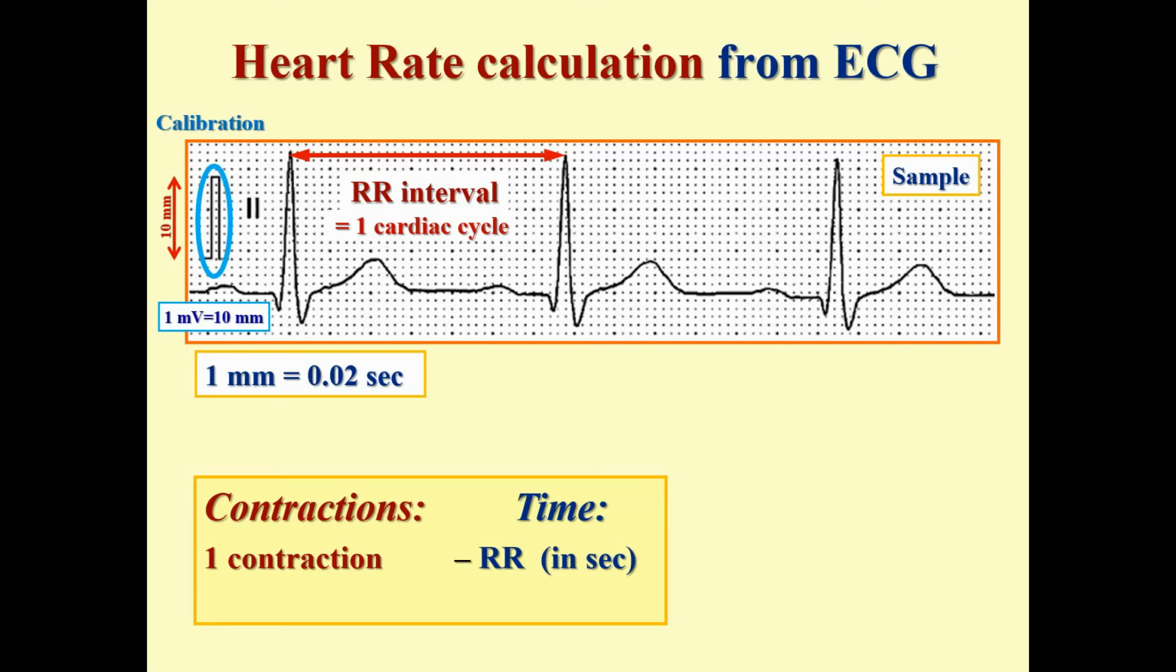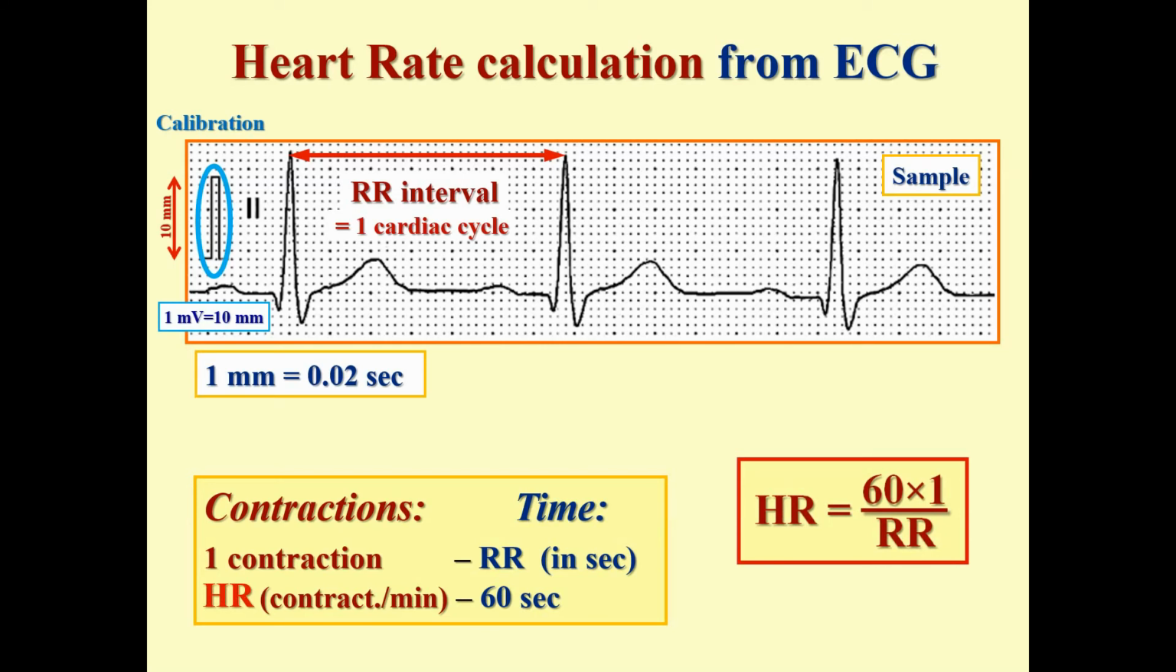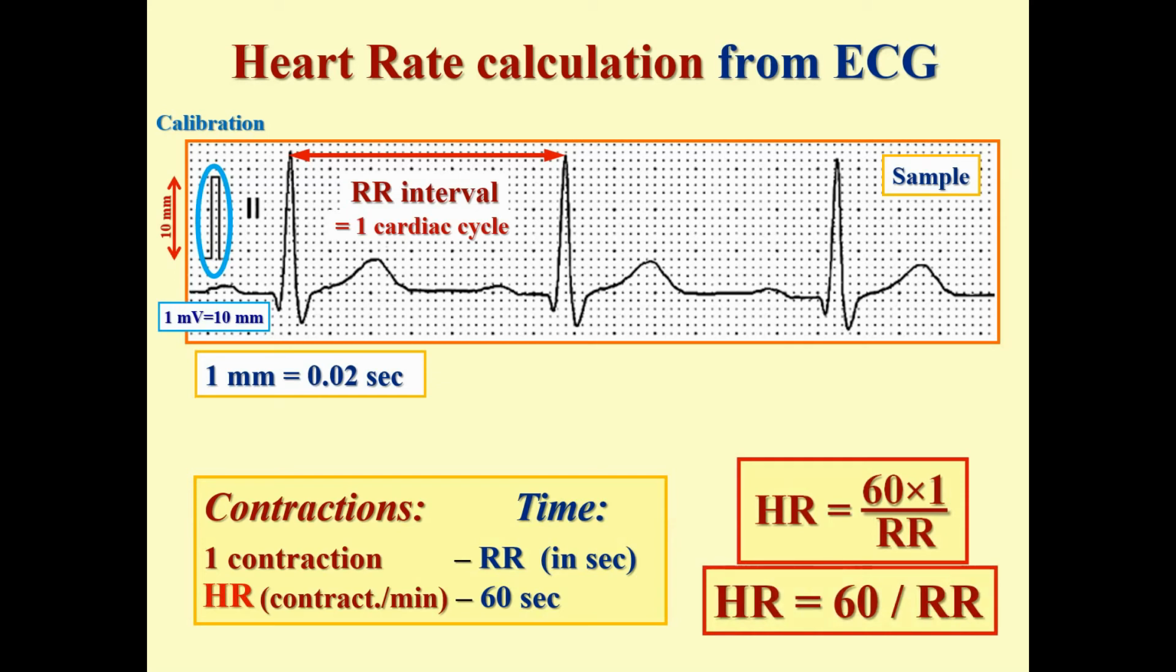One contraction, which is one cardiac cycle, corresponds to the duration of the RR interval. But you want to find the number of contractions, unknown at the moment, which will take 60 seconds in time. So X is exactly our heart rate, which we need to find. The proportion is 60 multiplied by 1 and divided by RR. Simply, it means that heart rate is calculated as 60 divided by the duration of the RR interval in seconds. 60 seconds you divide by the fraction of a second for each contraction.